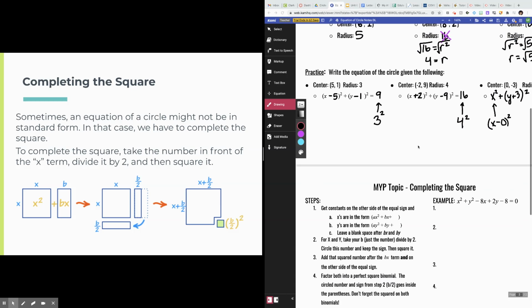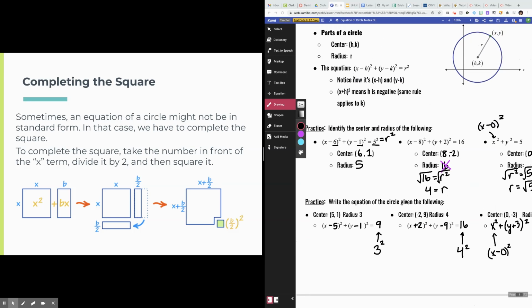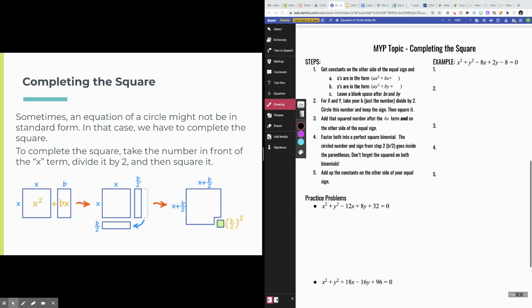Now, when equations of circles are already in this lovely standard form, which is what we've been talking about throughout this video, it's a lot easier to pick out what the center and the radius is, because you have these rules you can follow. It's really easy to pull out from those equations what those numbers are. But a lot of the times, equations of circles will look more like these really long equations that you see on the right side of your screen, where they're not in the right format. So the tool that we have to put them in the right format is called completing the square.